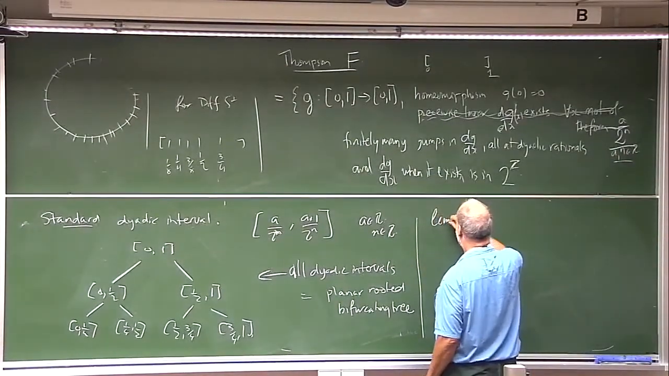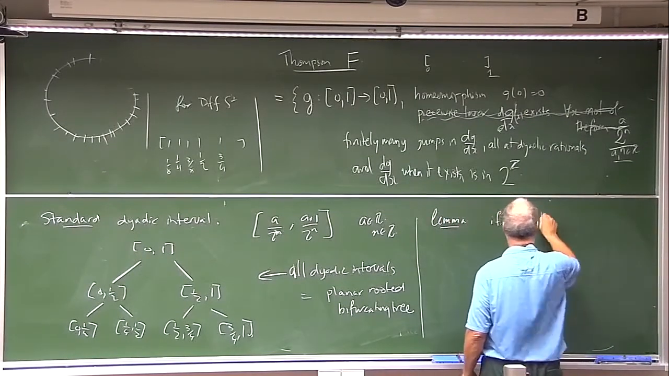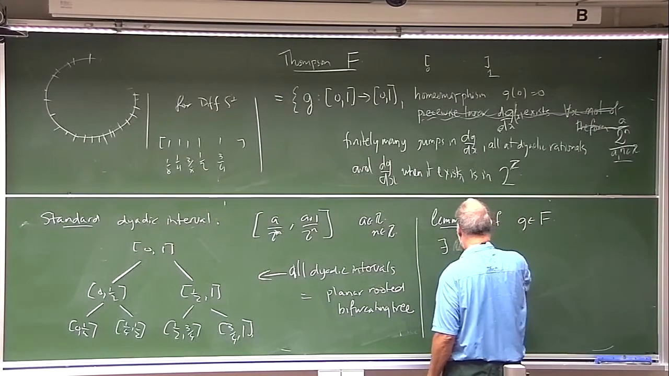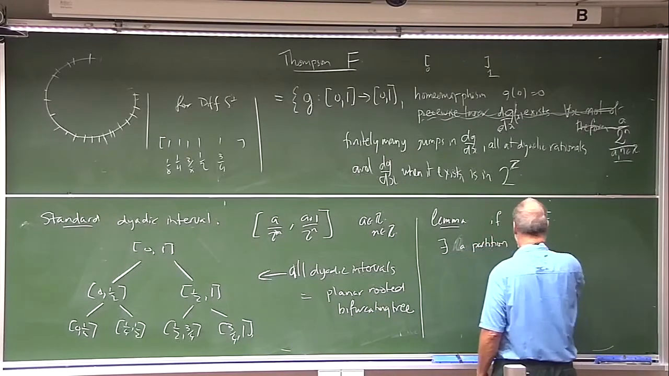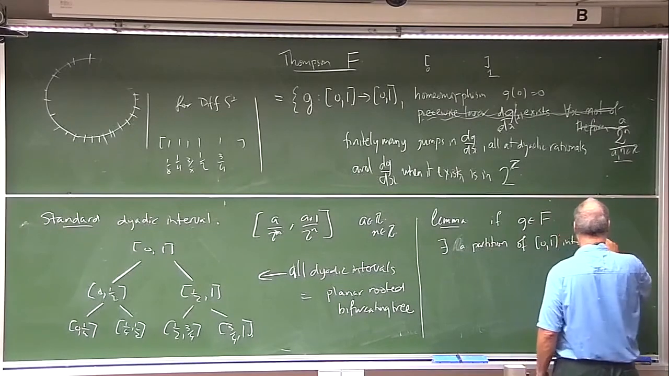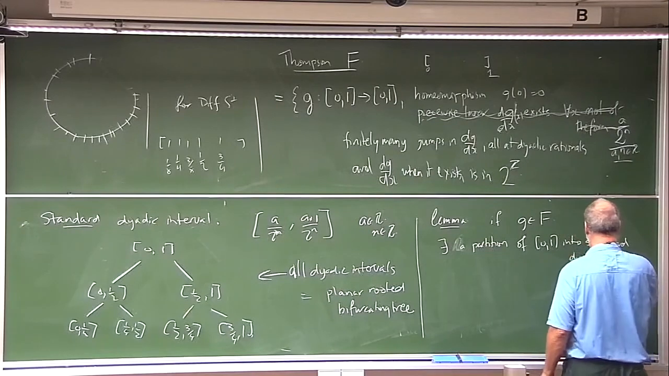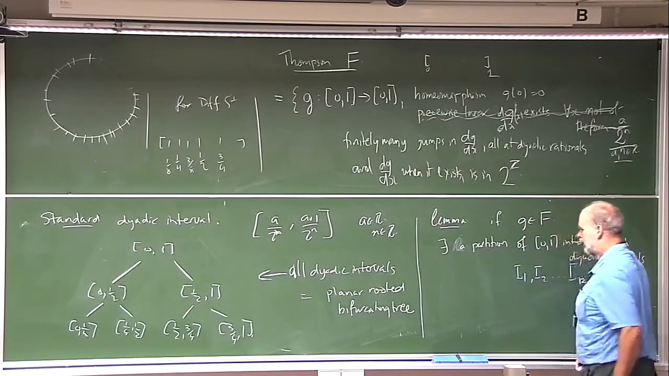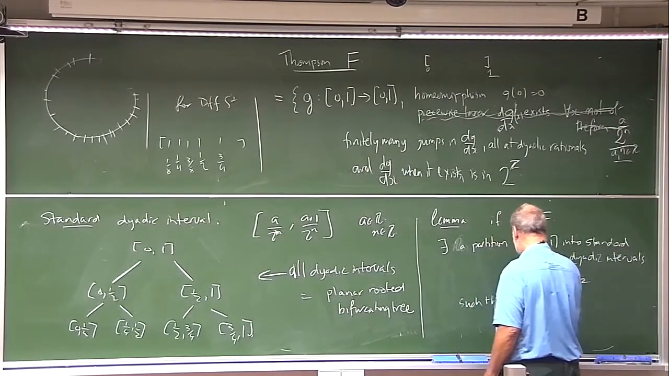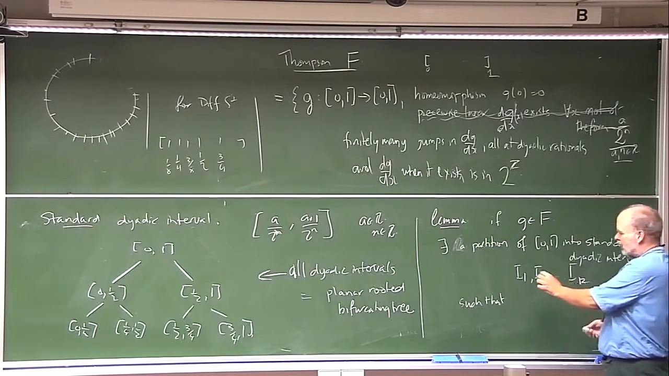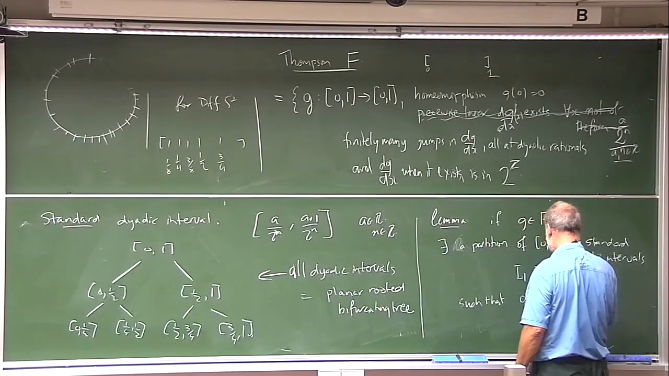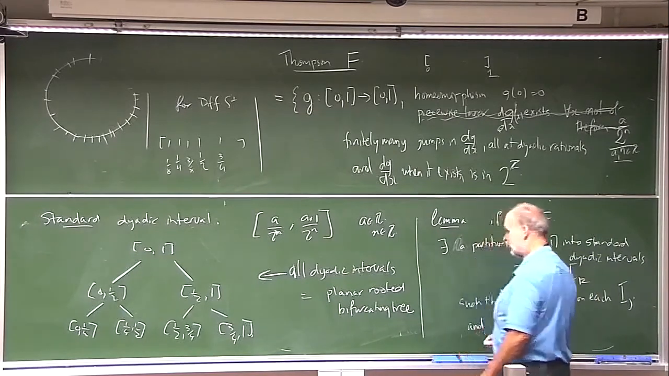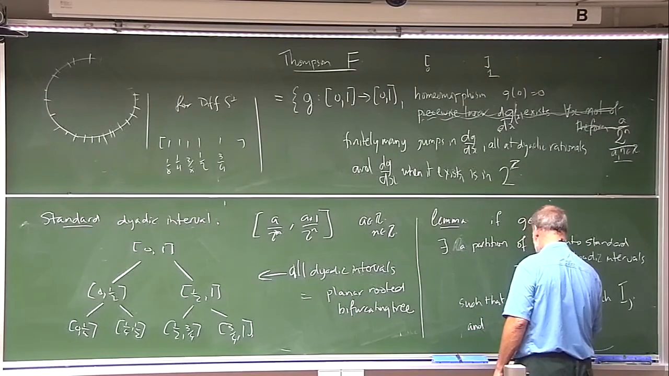Now there's a little lemma that you can prove, not very hard. It says if G belongs to the Thompson group, then there exists a partition of [0, 1] into standard dyadic intervals I1, I2, ..., Ik, such that, well, this partition is nice for G. So in particular, G is differentiable, G is smooth on each side. And also, G of Ij is also standard.